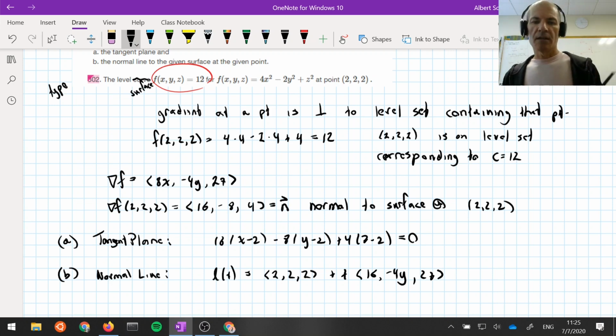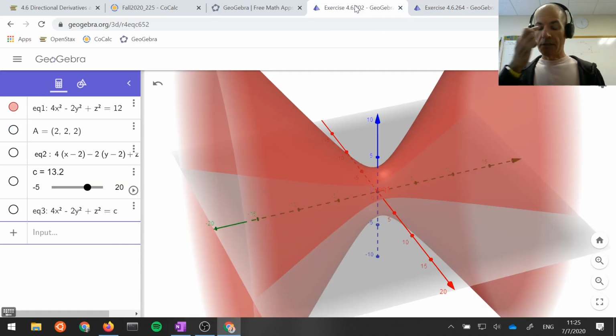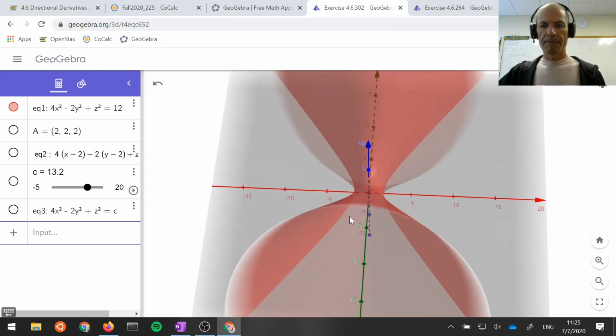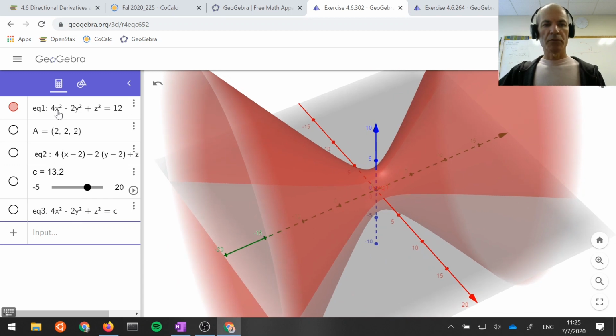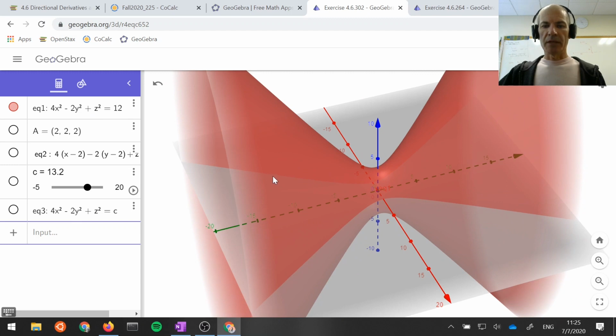Now to help you visualize this and convince you that the gradient is always perpendicular to level surfaces, I've got another GeoGebra example, so let's pull that one up. Okay, so here is the level surface. If I take this function of three variables, f of x squared minus 2y squared plus z squared, and set it equal to 12, what I get is a surface in space. At every point on this red surface, the value of the function is 12.